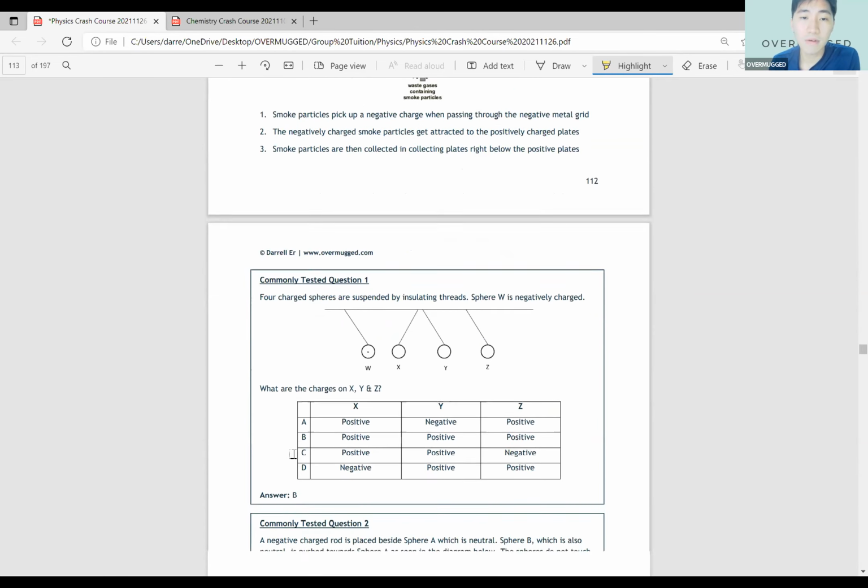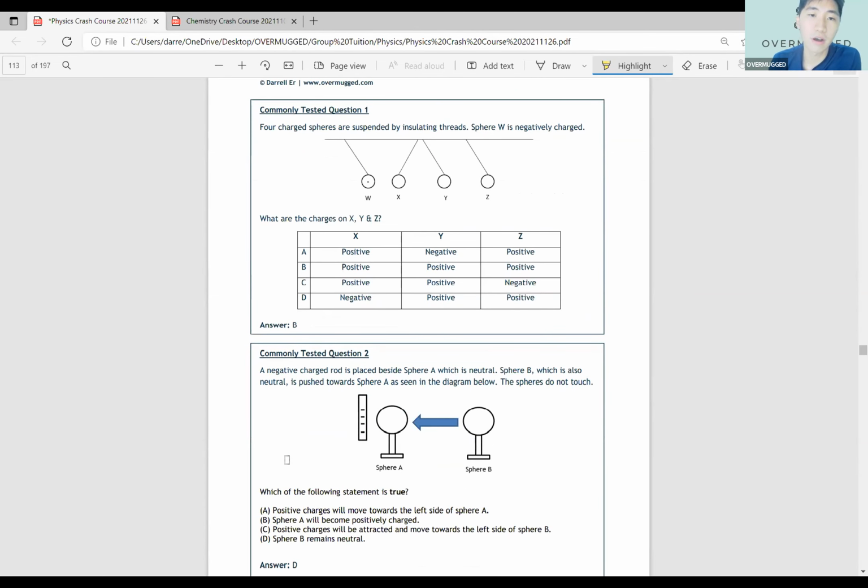Some of the commonly tested questions are usually found at the back of the chapter. For those of you who already have your curated notes, you can take a look. For example, take a look at this situation. Can you see W and X, they are attracted? So if this is minus, this has to be plus. And if this is plus and there's repulsion, this has to be plus. And Y and Z is also repulsion, so plus. Therefore, the answer is positive, positive, positive. So it's about as simple as unlike charges attract, like charges repel.